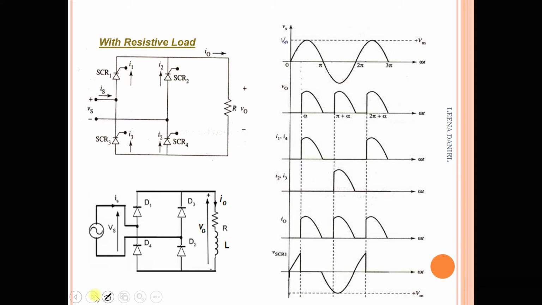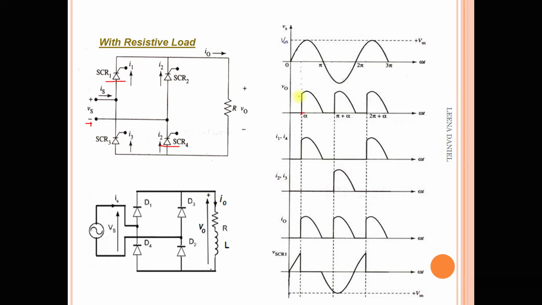So for the positive half, SCR1 and SCR4 are in forward bias. If we give the firing angle at omega t equal to alpha to T1 and T4, these two thyristors would conduct. And in the negative half, when this terminal would be positive with respect to the opposite one, thyristors T2 and T3 would be in forward bias, so these two thyristors would conduct. Similarly, in uncontrolled rectification, D1 and D2 conduct in the positive half, D3 and D4 would conduct in the negative half.